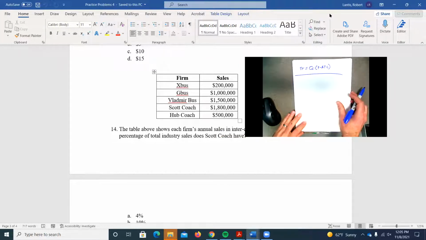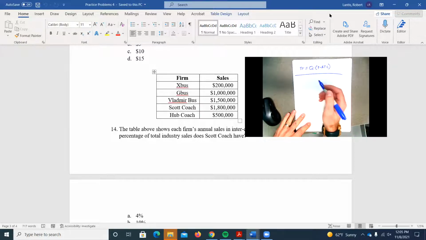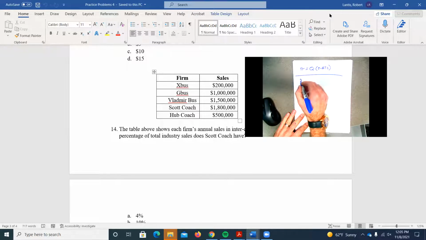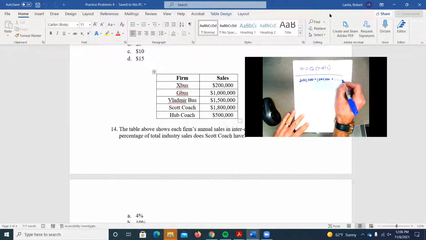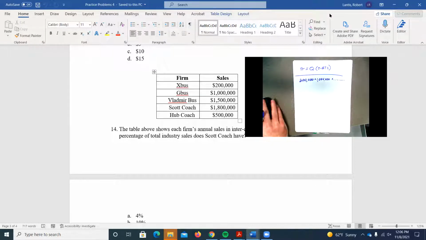So this is what, number 14? We're basically going to turn each one of these into a percent of the market share they own. So to do that, we have to get the total market share. So I take 200,000 plus a million, right? I'm just going to add up all those values, these 5 values. I believe the total is going to be 5 million, okay?